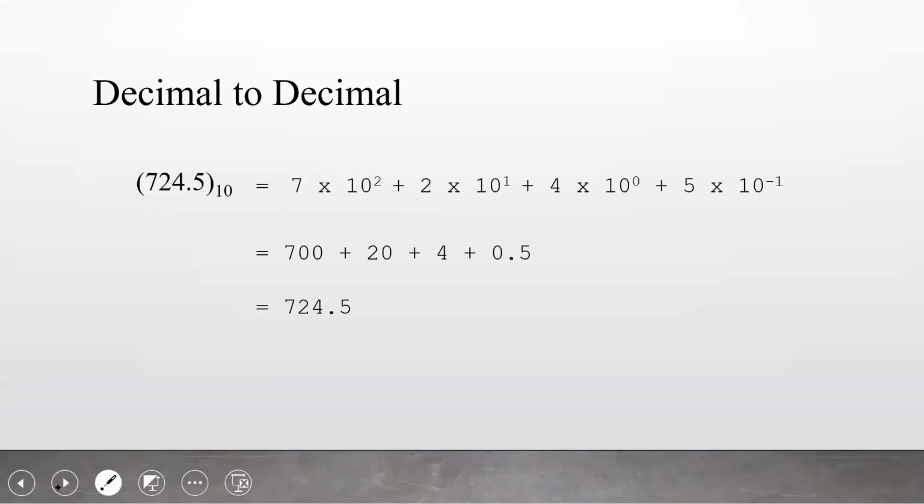And if there is a decimal point, 724.5, the same way: 7 into 10 power 2, 2 into 10 power 1, plus 4 into 10 power 0, plus this 0.5. It comes after the decimal point, so we multiply with a negative power. Here the power goes like 10 power minus 1, minus 2. The second digit after the decimal point will be multiplied with 10 power minus 2, and the third digit with 10 power minus 3. As this is the first digit after the decimal point, 5 into 10 power minus 1 becomes 0.5. When we add this to the number, we get 724.5.